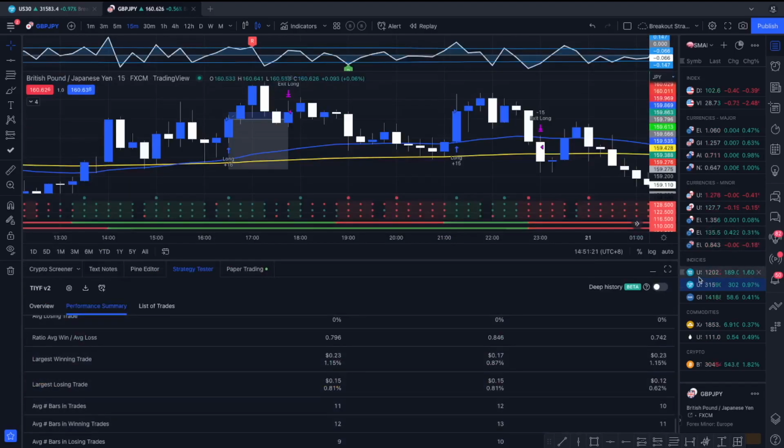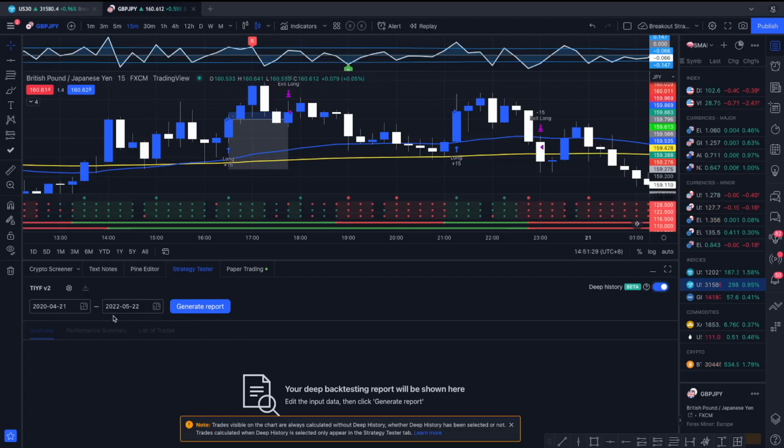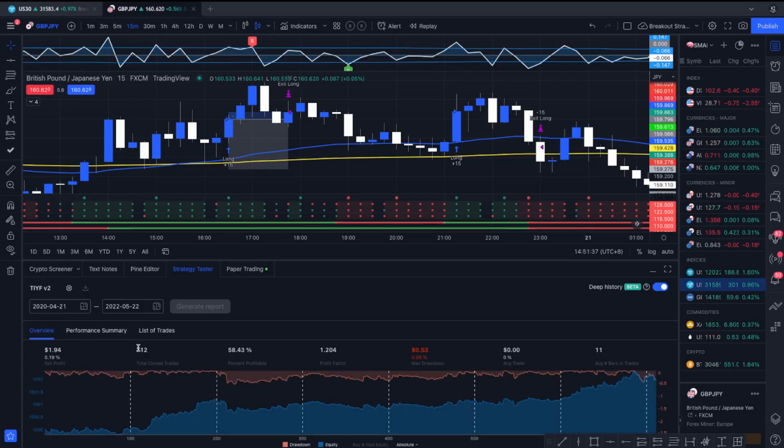We can actually show a little bit more data since I have access to the deep history feature from Tradingview. Let's generate the report from 2020. Let's do 2 years backtesting. We closed a total of 712 trades. The strategy is still profitable with a 58% win rate. And the max drawdown in comparison to the net profit, it's roughly 4 times the amount in profit compared to the drawdown.